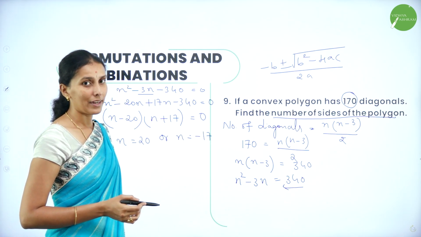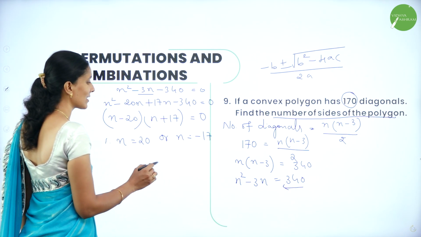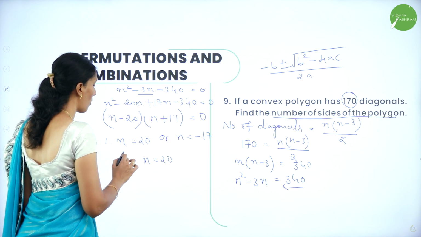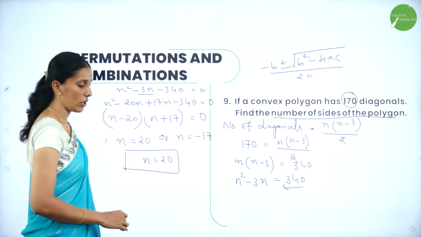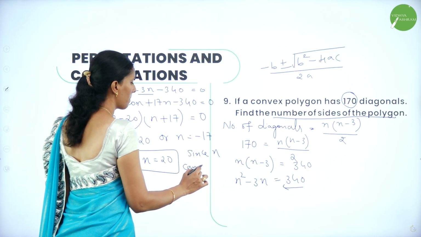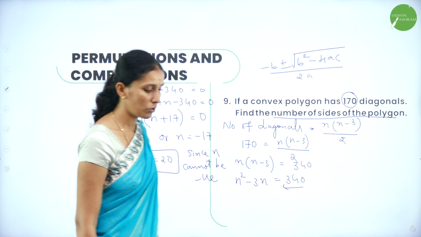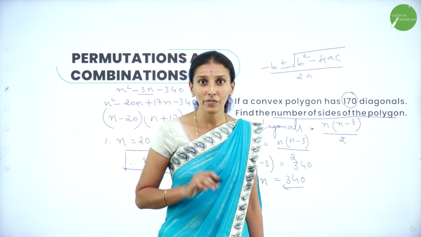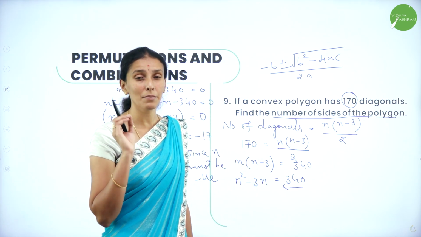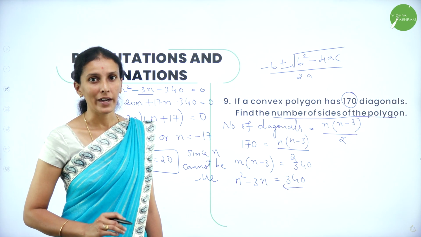Remember, n cannot be negative because the number of sides is a natural number. It is a counting number. So since n cannot be negative, therefore n is 20. So the polygon here is a 20-sided polygon. We will not say it has minus 17 sides. We'll say it has 20 sides, 5 sides. So counting numbers are always natural. Therefore, my value for n here is 20.